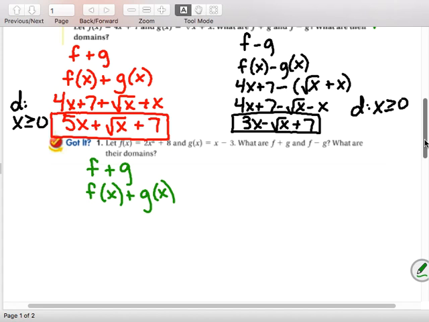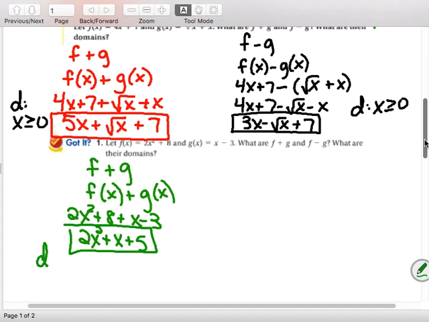It also makes you turn orange. f plus g. So we're going to do f of x plus g of x. 2x squared plus 8 plus x minus 3. So that's 2x squared plus x plus 5.